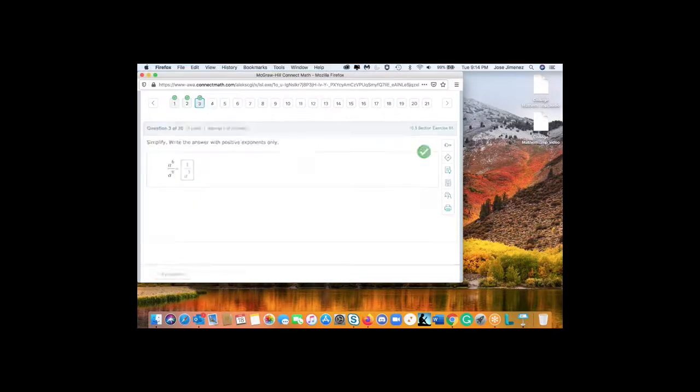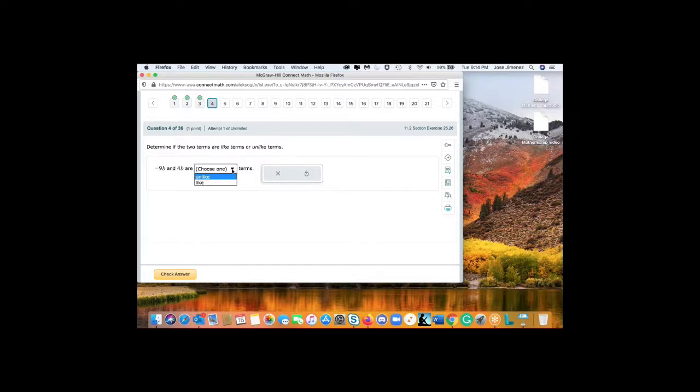Now number 4. Only you have to choose one. These terms are like, even though one is positive, one is negative, one has a 9 and the other one has a 4. But remember, like terms means the same variables with the same exponents. That's what it means by like in mathematics. So if it is like, it means both have the same variables with the same exponents. In this case, it is true.